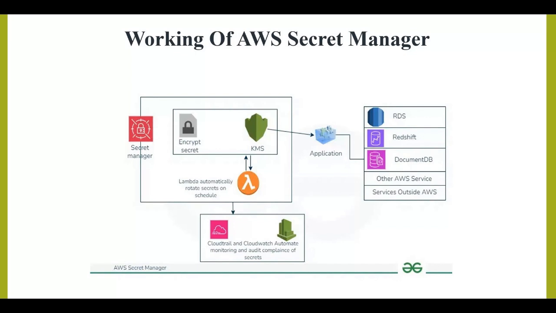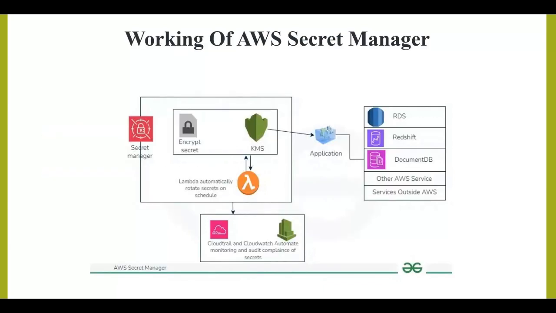So this is how Secret Manager works. Starting with Secret Manager, when we use it, the secret key is encrypted by KMS. Simultaneously, Lambda also rotates the secret on schedules. The application fetches secrets from Secret Manager, and it can use other AWS services or services outside AWS. Also, with Lambda, CloudTrail and CloudWatch automate the monitoring and audit the compliance of secrets.